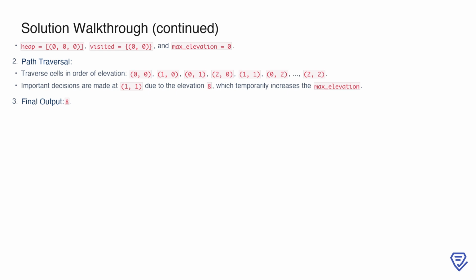Here, cells such as 1, 0, and 0, 1 are processed early due to their lower elevation, but moving to cells like 1, 1, with elevation 8 significantly increases the max_elevation. This higher elevation temporarily slows the path, but we continue exploring until reaching the bottom right cell, 2, 2. Ultimately, the maximum elevation encountered along the path is 8, making it the output for this case.